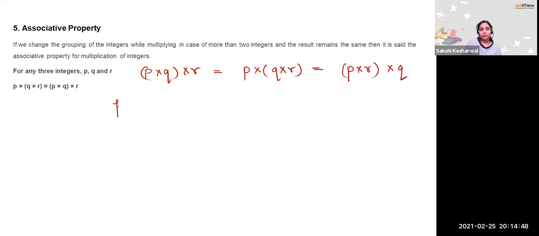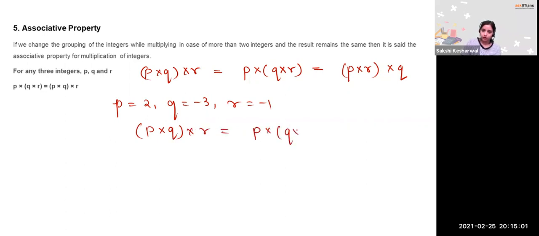So this is what is said to be the associative property. Let's take an example of P equals 2, Q equals -3, and R equals -1. Just follow it, right? So it says that P into Q into R is equal to what, beta? P into Q into R, right? So it says that 2 into -3, into -1 is equal to what? 2 into -3 into -1, right?